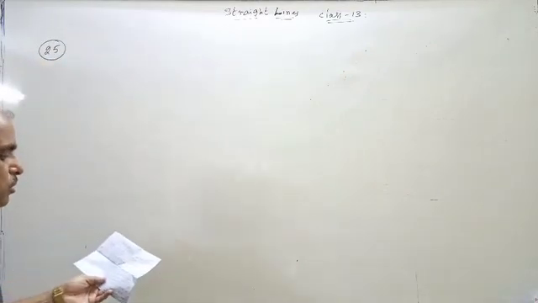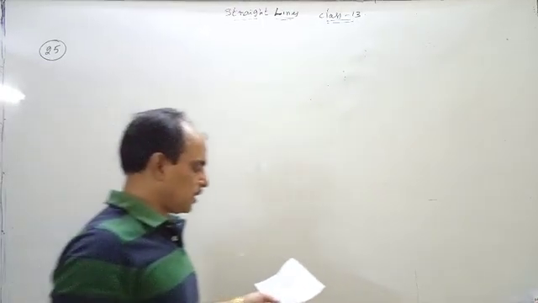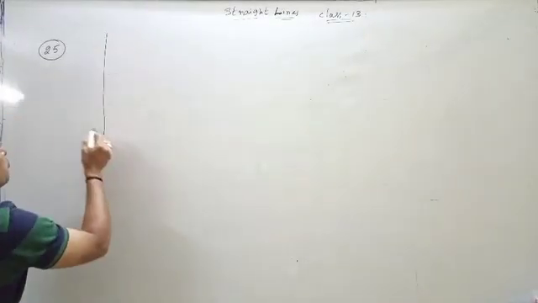A line passing through 3, 4 meets the x-axis and y-axis at A and B respectively. Then the minimum area of the triangle OAB is. Okay. చూడండి కాన్సెప్ట్ ఏంటో అర్థం చేసుకోండి.